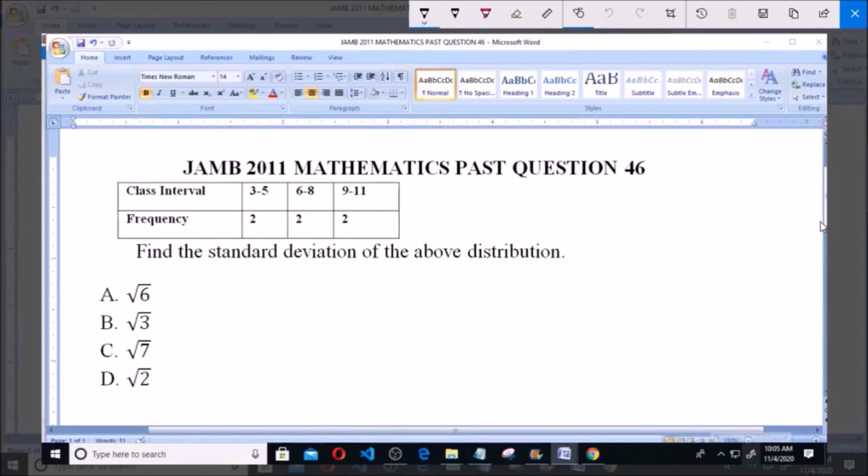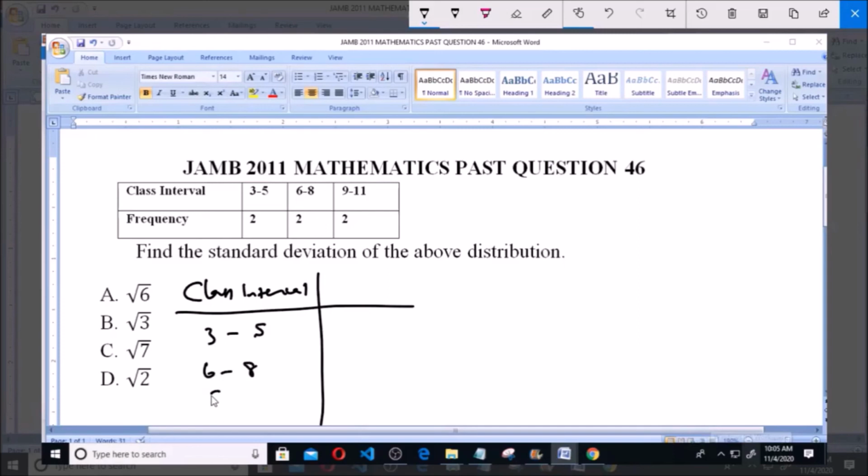From this above table, we are asked to find the standard deviation of the above distribution: A, root 6; B, root 3; C, root 7; and D, root 2. So now we are given this distribution and we are asked to find the standard deviation. We're given the class interval, and we have the class intervals 3 to 5, 6 to 8, and 9 to 11.